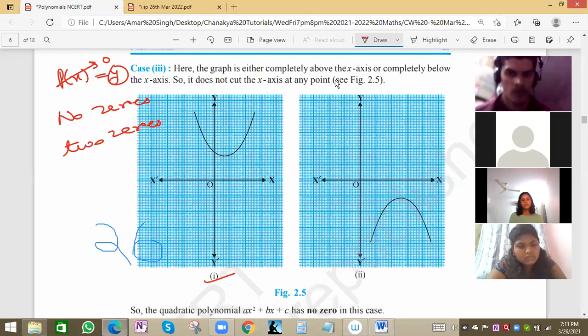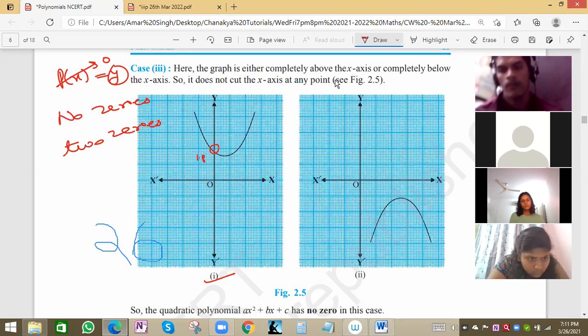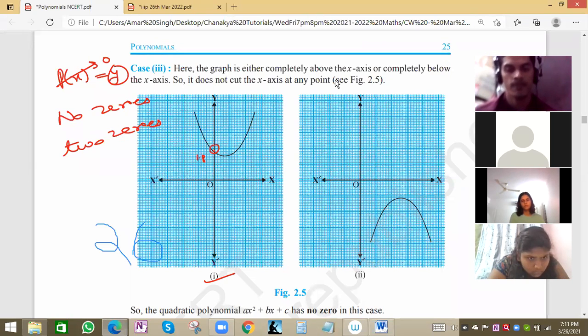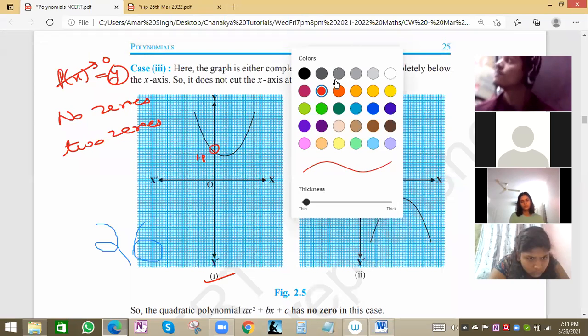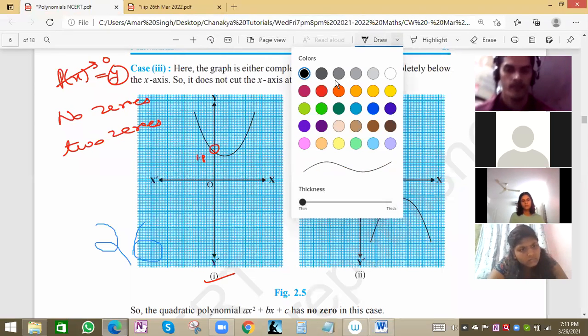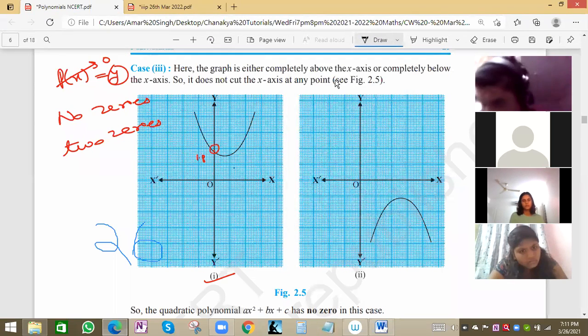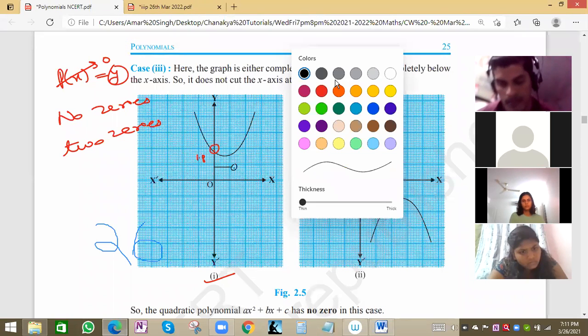Suppose this graph is intersecting the y-axis at this point. So here y is not 0. Y has some value, almost 1.8, not 0. Y will be 0 only at the x-axis, because suppose I take this point, here y is not 0, y will have some value. So y will be 0 only at the x-axis.